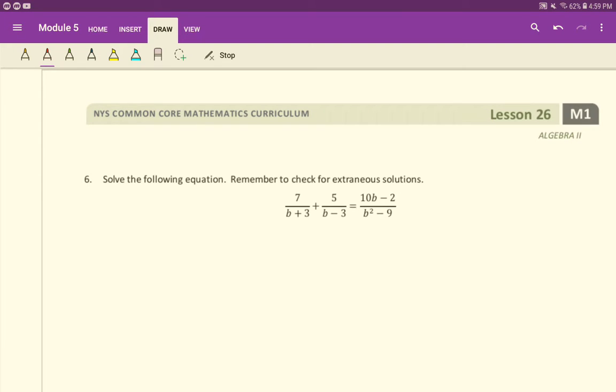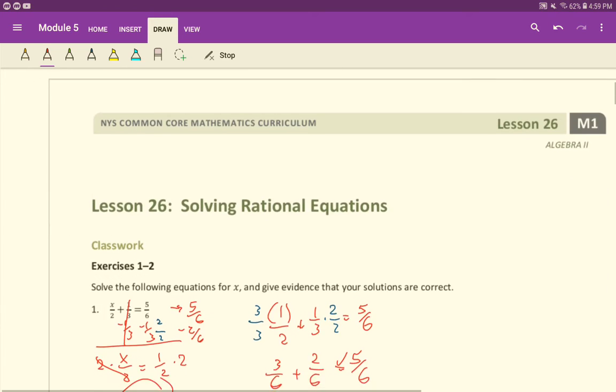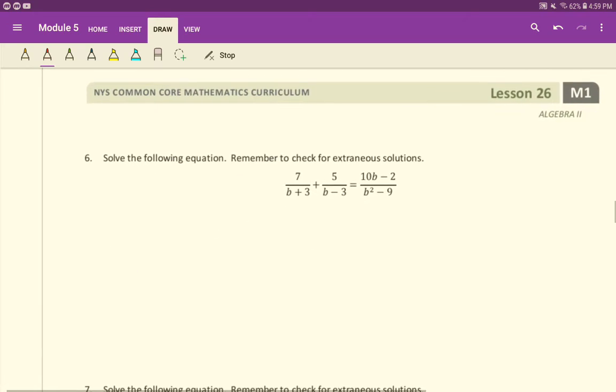Hello everyone and welcome back. So we are going to continue our look at solving rational equations. All right, and we're getting to more complex work here.